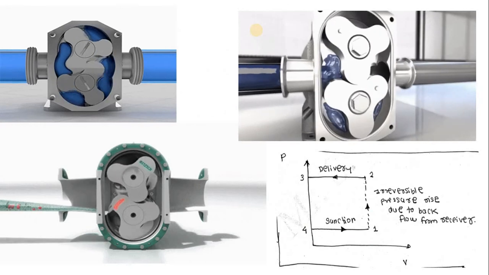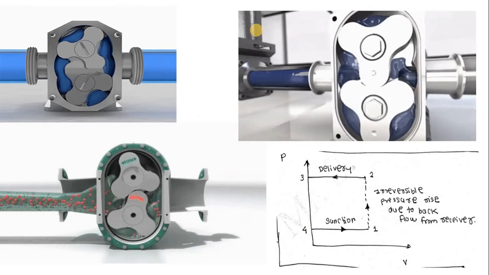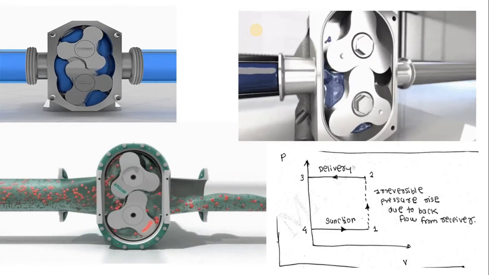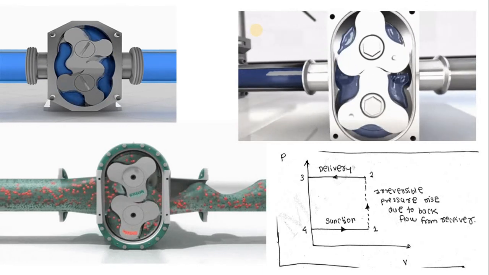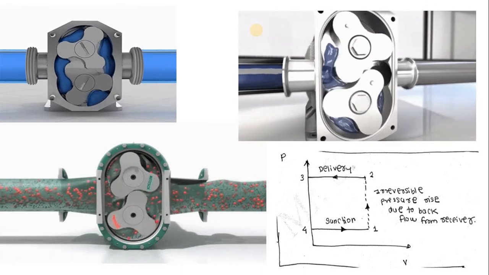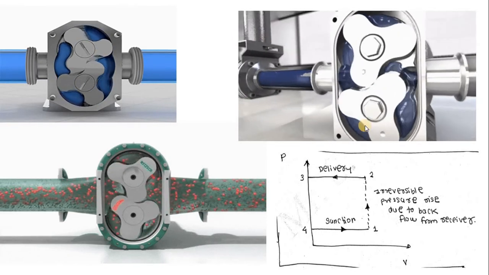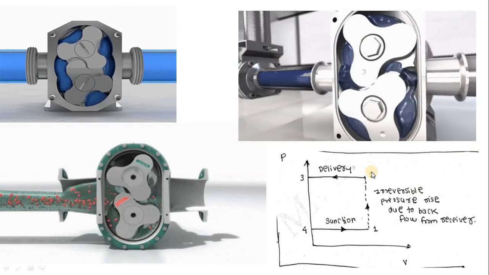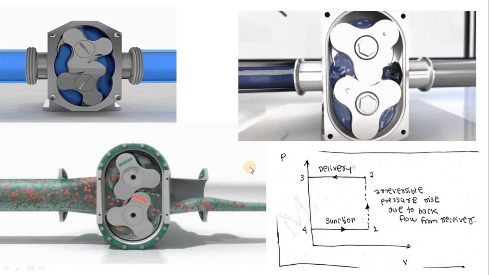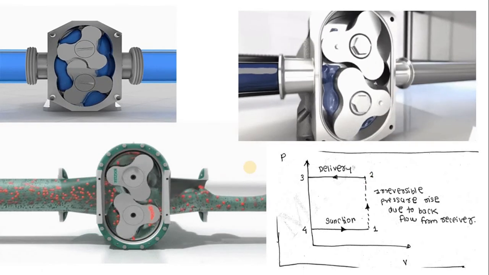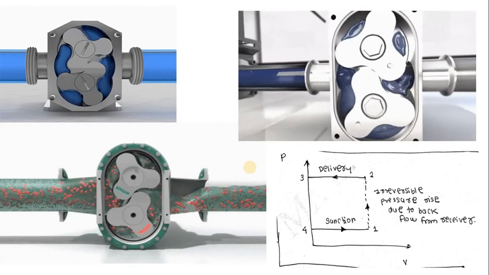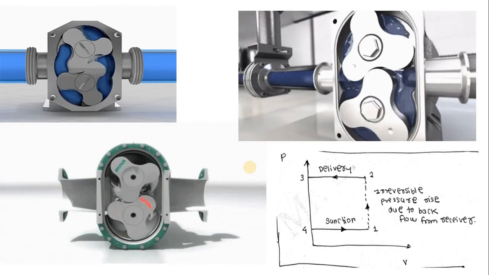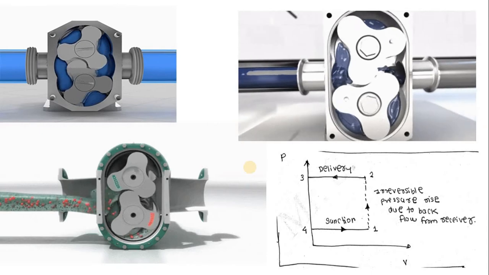rotary compressor. So here you will get an idea about the working, how it works. In the PV diagram you get an idea that there is one suction stroke, compression stroke and delivery stroke. So 4 to 1 is the suction, then 1 to 2 is the compression, and 2 to 3 is the discharge. So this is the working animation of the root blower type rotary compressor, mostly used in a variety of applications where the requirement of pressure is less and discharge is more.